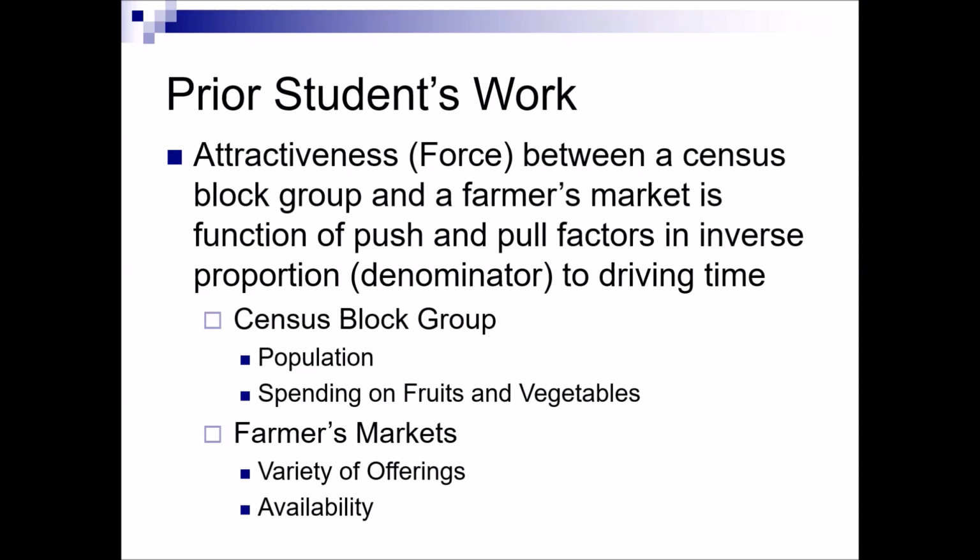And so what we started to do is we want to go to places where there's higher population, where there's more spending on fruits and vegetables. We want to go to farmers markets that have a high variety of offerings, that have higher availability. I want to go to the farmers market that's always open in Greensboro as opposed to the strawberry farm that's only open on Sunday afternoons during summer. And so how do we quantify the variety of offerings and the availability? How do we attach these to numbers?